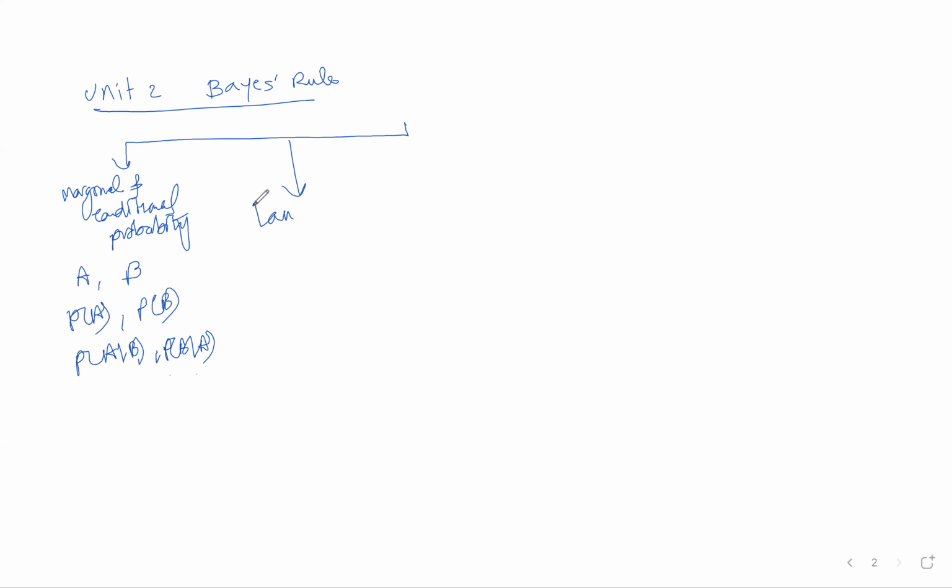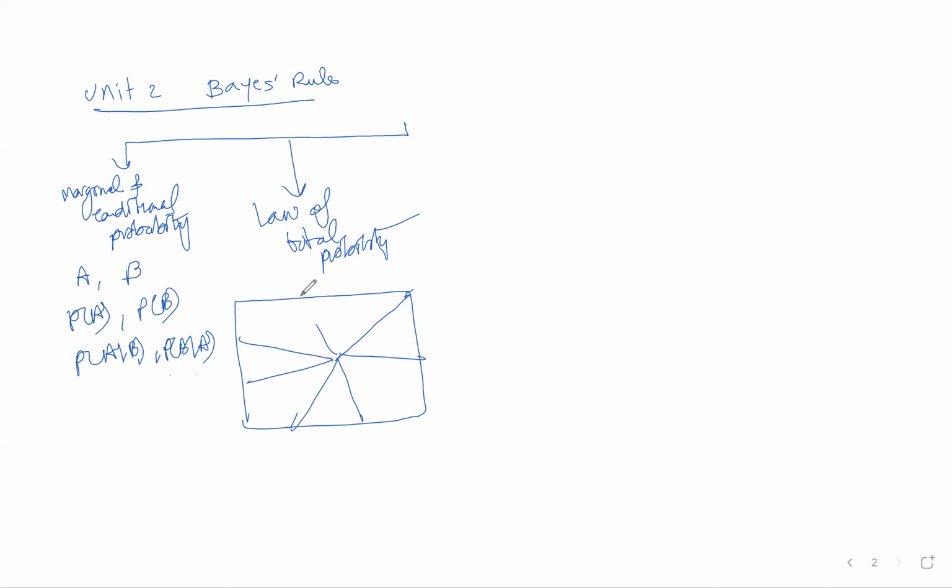The law of total probability says if you have many events like B1, B2, B3, B4 up to Bn, and the union of these events is the sample space S, so this is event B1, event B2, event B3, event B4, up to event Bn.